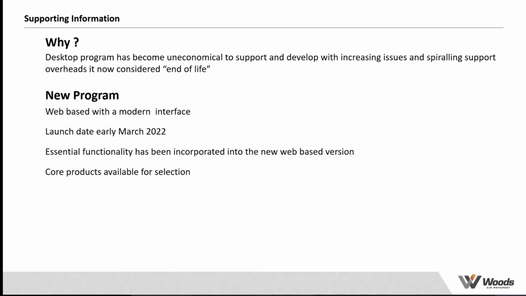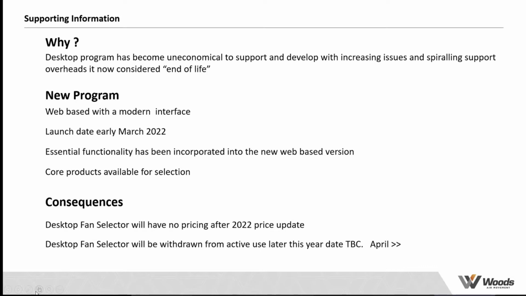What we currently have in the program now is two things. We've got all the core products, and we have what we describe as the essential functionality. This is basically enough to do a selection and to produce a quotation in line with what you can currently do in the existing software. It's not a direct copy, so there are things that are different, and there are some things that aren't in the web version that are in the desktop, and also vice versa. There's things in the web that aren't in the desktop. So over time, we'll add more and more functionality. So this new web version will far exceed what the desktop can currently offer.